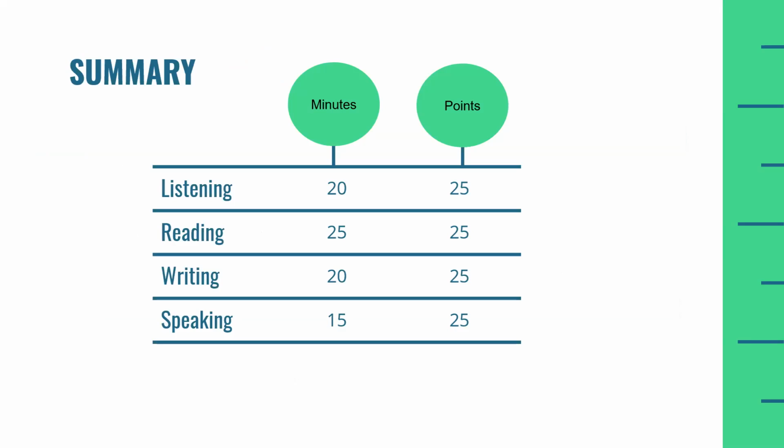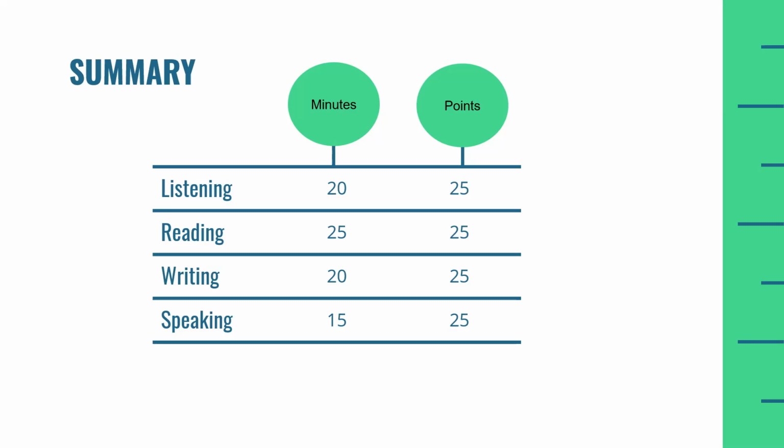Now, this is the summary of the whole exam. In the listening section, we will be given 20 minutes to solve the listening section, and we can score 25 points maximum if we answer all the questions correctly. In the reading section, we will be given 25 minutes, and if we answer all the questions correctly, we can score 25 points in the reading section.